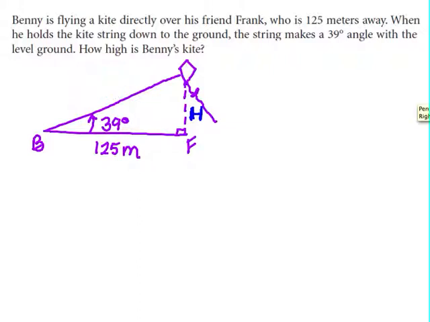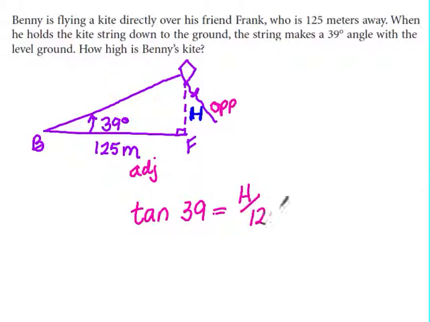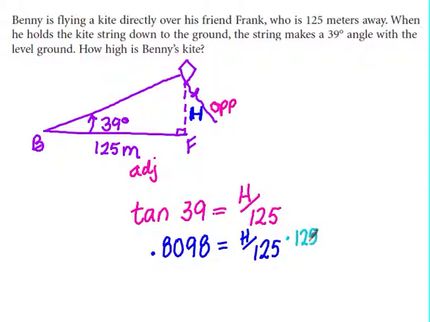Here's my angle. What side is 125? Adjacent. What side is H? Opposite. So what ties in opposite and adjacent? Tangent. So tan of 39 equals H over 125. So what did you just say, McKenna? 0.8097. So now how do you solve that for H? Times it by 125. 101.23. So I get 101.23.